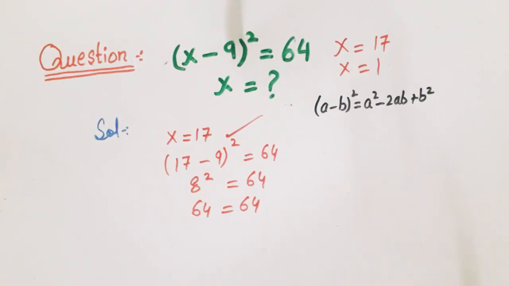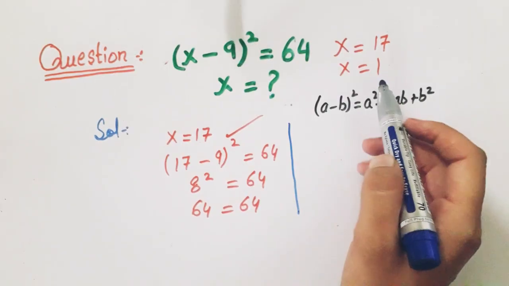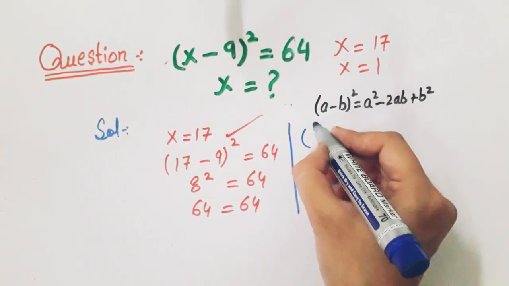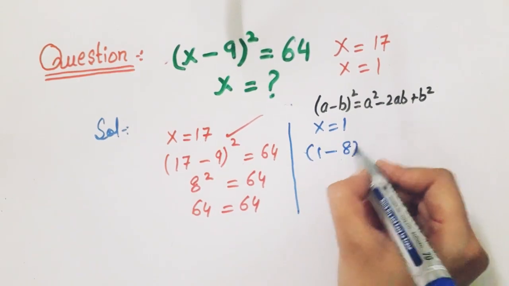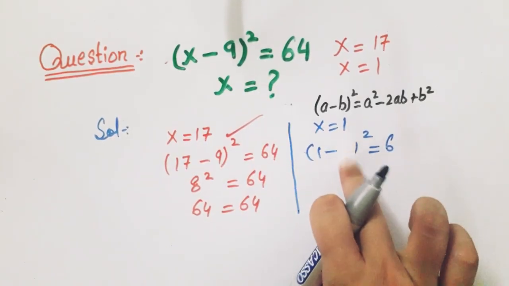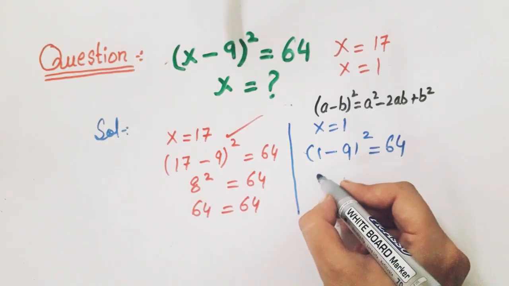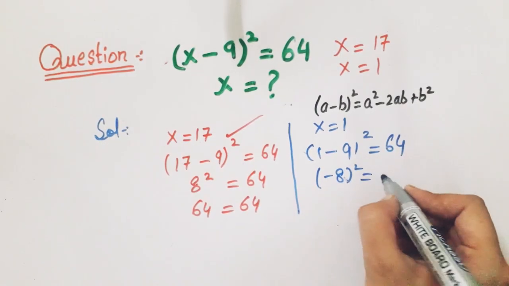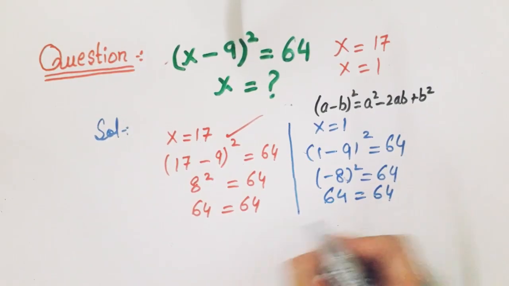Now we will verify for the next one. x equals 1. So we will put (1 minus 9) whole square. 1 minus 9, this is minus 8. Minus 8 square, so 8 square is also 64. It means left hand side equals right hand side.